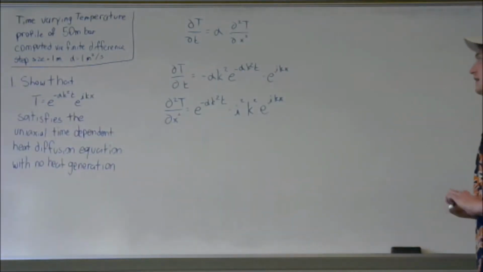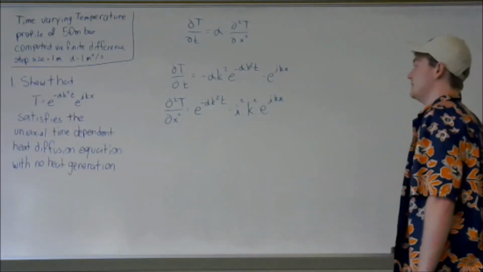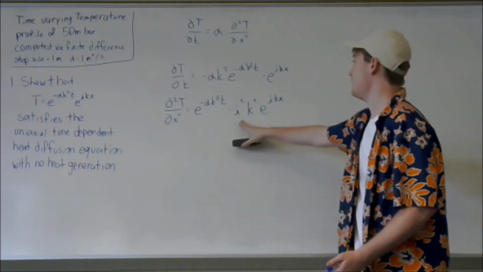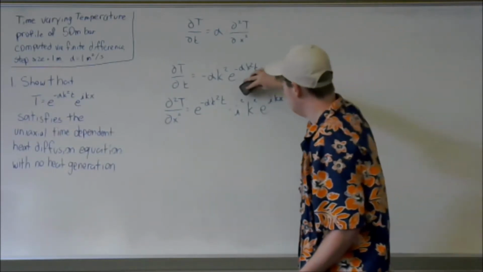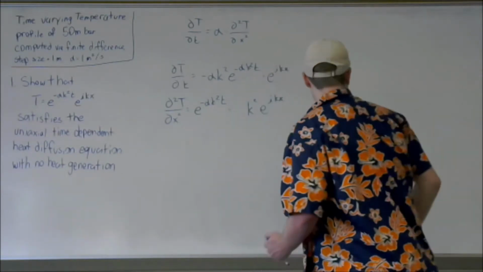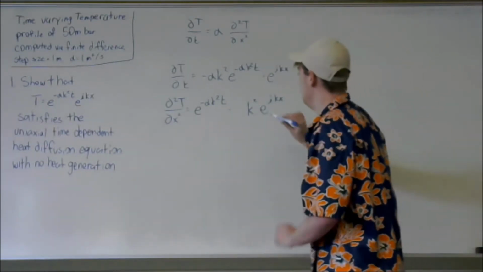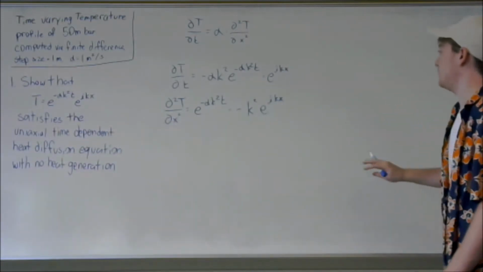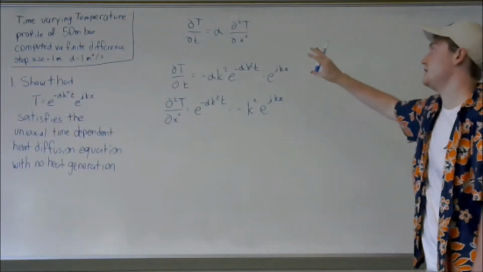Just like that. Now what is i? We know that i is the square root of -1. It's our imaginary number. So if we take the square of it, we just get -1. So what I'm going to do is I'm going to replace this i squared with a negative sign because it equals -1. Now let's plug these two partial derivatives back into the original equation.